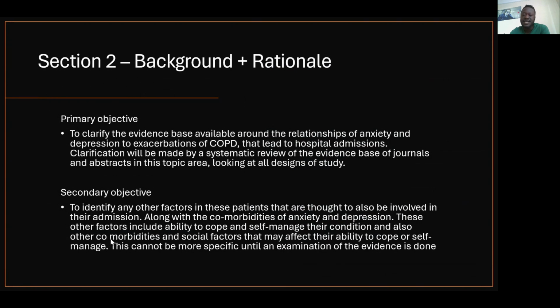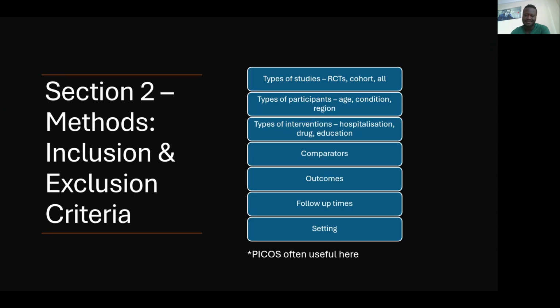But secondary objectives don't have to be part of an inclusion criteria because otherwise you're limiting the papers you have access to. Because you could have a paper that talks about COPD exacerbation, that talks about anxiety and depression, but then that doesn't talk about your ability to cope and self-manage because it doesn't fit the secondary objectives. And then somehow you now don't have access to this paper. I hope that makes sense of the difference between primary and secondary objectives and how that links to your inclusion and exclusion criteria.